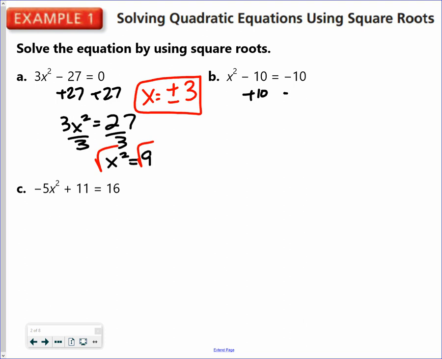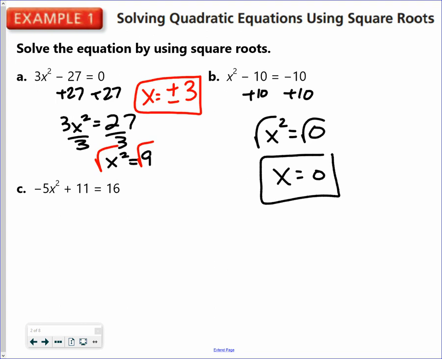So the next one, you're going to add 10. Take the square root of both sides. Now, I know in the last question I made a big deal about plus and minus. You don't need a plus and minus if it is 0. Positive 0, negative 0, 0 is neutral.